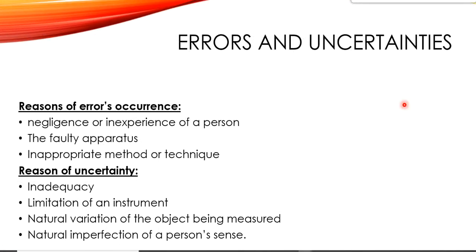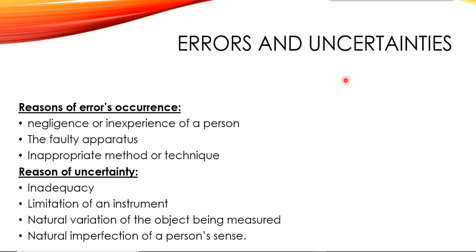After that we will come towards errors and uncertainties. What are errors, what are uncertainties, and what are their reasons? First we have to learn the reasons of error occurrence. Now come to the reasons of error occurrence.